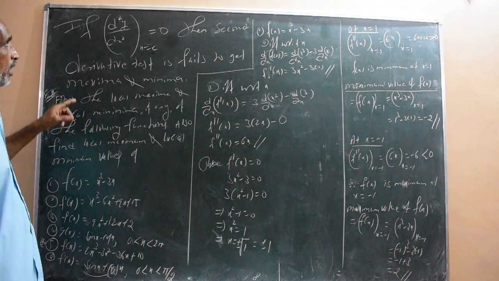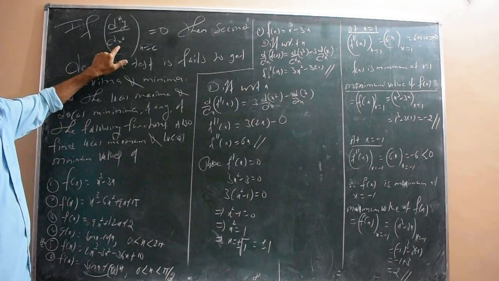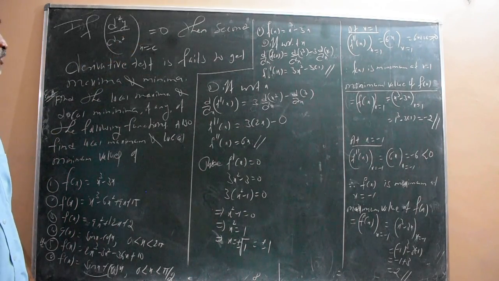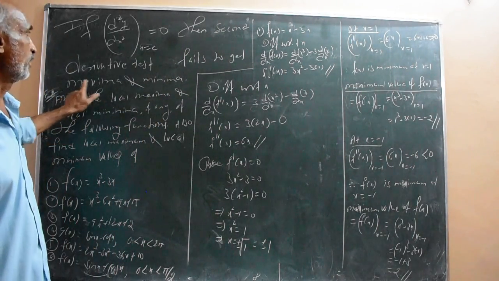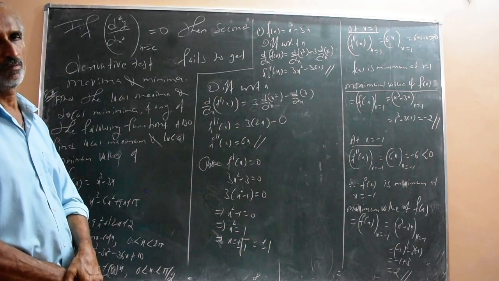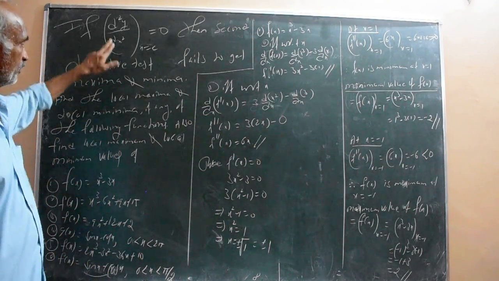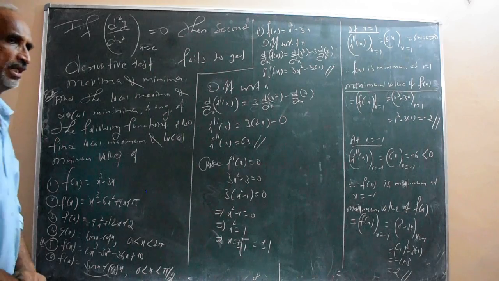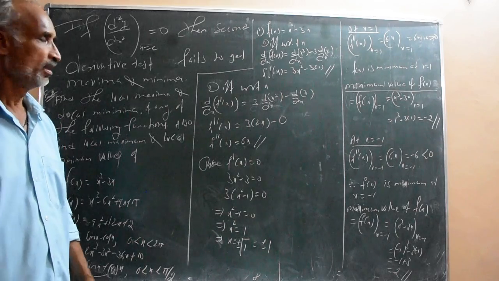Okay. If by chance d square y by dx square is neither positive, not greater than 0, nor negative, not less than 0, equals 0, then the second order derivative test fails to give the maxima and minima. So the second order derivative test is inconclusive regarding the maximum and minimum value of the function. In the examination they may give a function where either maximum or minimum will be there. In that case, the second order derivative test fails. You have to use the first order derivative test to work out the maximum and minimum. That is beyond the scope.